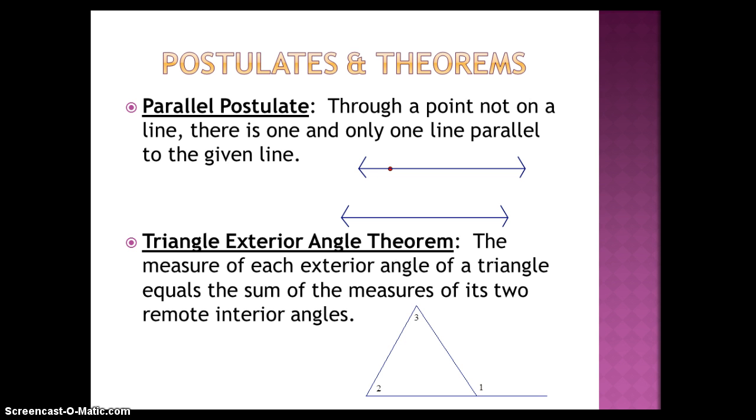And then the second postulate, or the second theorem, is the triangle exterior angle theorem. And that says the measure of each exterior angle of a triangle equals the sum of the measures of its two remote interiors. So what this is saying is angle 1 is equal to the sum of angle 2 plus 3.